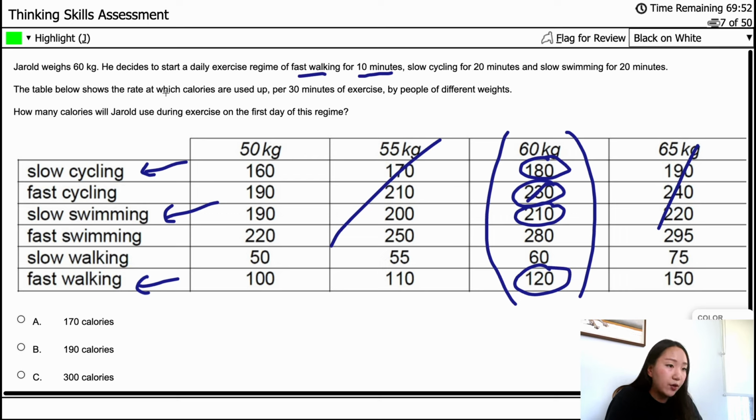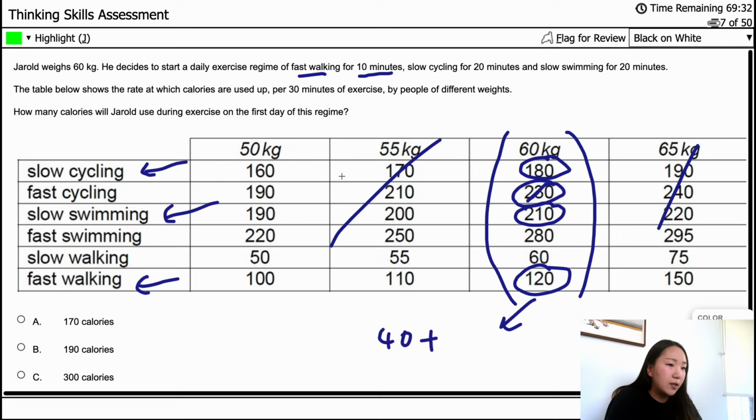So the table below shows the rate at which calories are used. Okay, so these are all calories and it's per 30 minutes of exercise. How many calories will Gerald use during exercise on the first day of this regime? So that's pretty easy. He does 10 minutes of the fast walking, and this is for 30 minutes. All of these numbers are for 30 minutes. So it's just 40 calories from the walking.